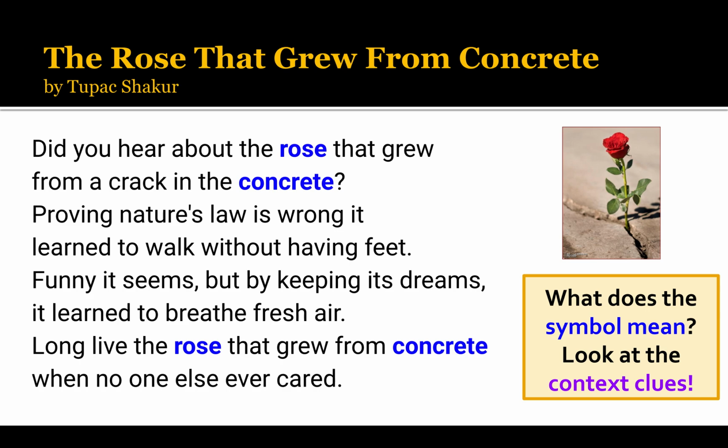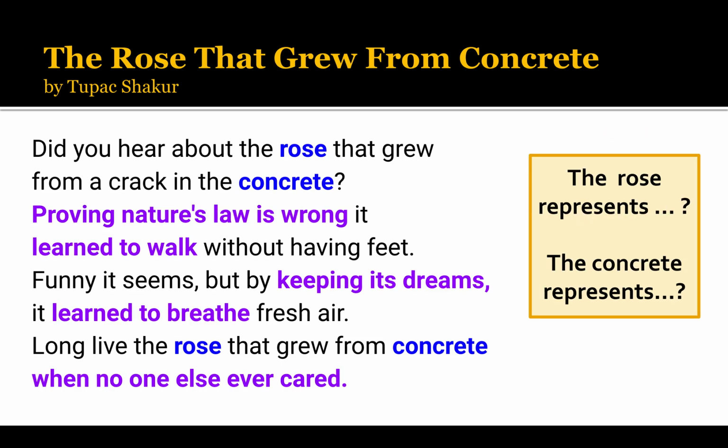So we look at context clues, and I just picked a few that I thought would help me figure out what these could be. You can pick different context clues to look at, but what I see here is this rose is proving nature's law wrong. Flowers have to follow nature, so it's kind of interesting that it's proving it wrong because it's growing in a place that it shouldn't.